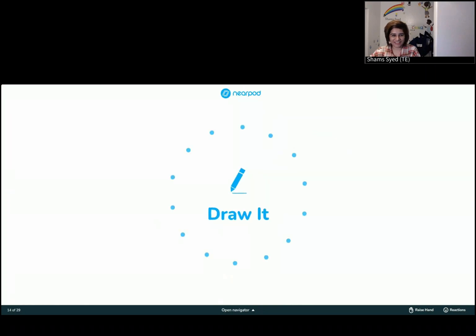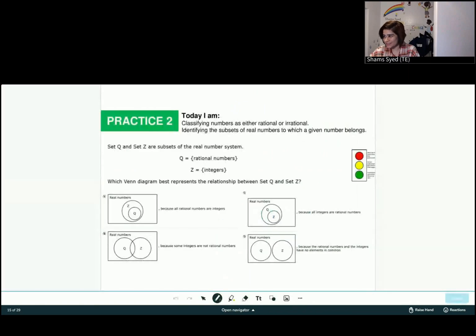Okay, let's look at the next practice question. This is another STAR test question. Sometimes they will assess you like this. Q represents set of rational numbers and Z represents set of integers. Which Venn diagram looks correct?